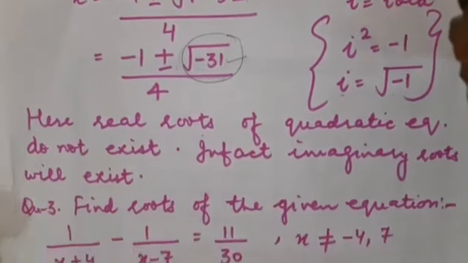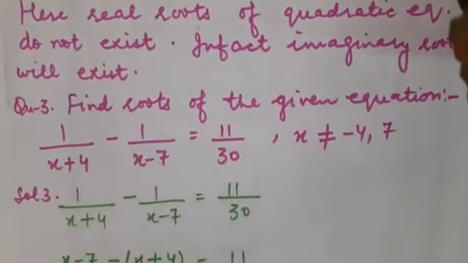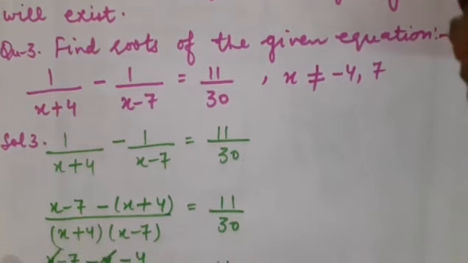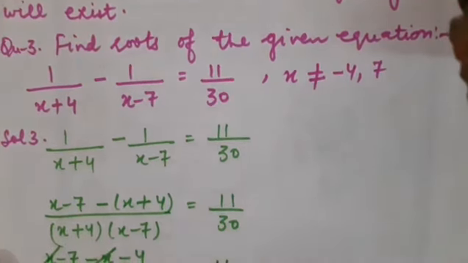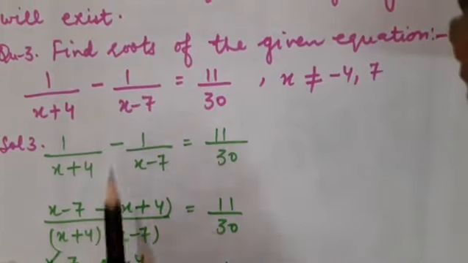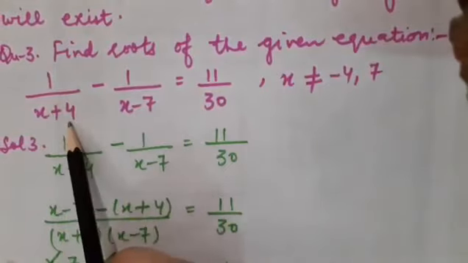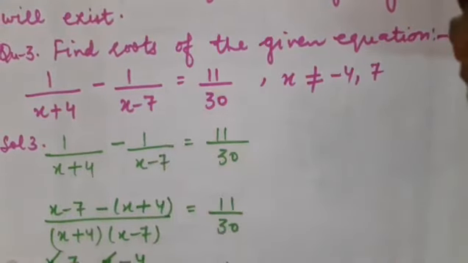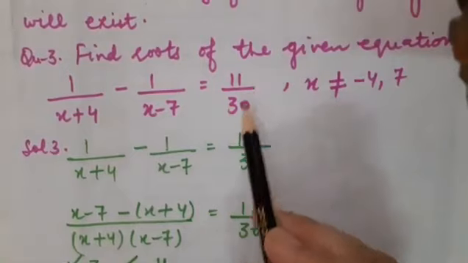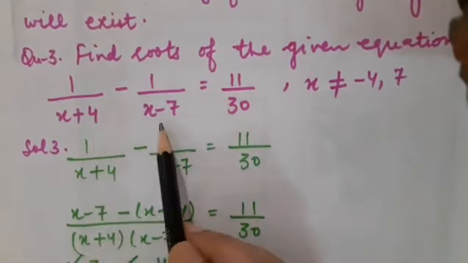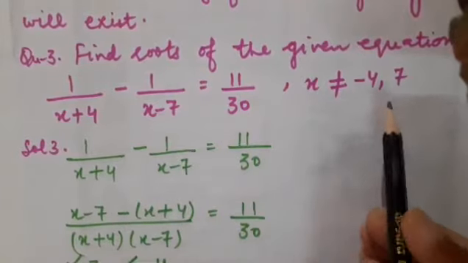Correct, children? Okay. Now I am switching to the next topic. What is there in the next topic? That you have to simplify the given equation, and after that you have to solve it using the quadratic formula. So for that I have taken question number 3 of exercise 4.3. Find the roots of the given equation, that is 1 upon x plus 4 minus 1 upon x minus 7 is equal to 11 upon 30. Where x can never be equal to minus 4 and x can never be equal to 7.